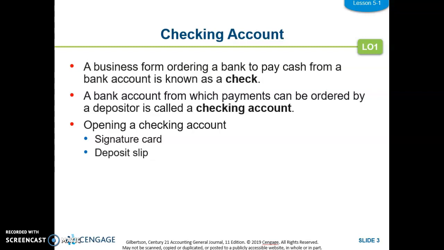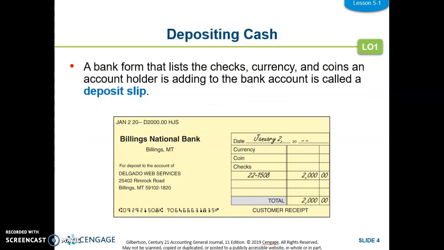A bank form which lists the checks, currency, and coins an account holder is adding to the bank account is called a deposit slip. A bank customer prepares a deposit slip each time cash or checks are deposited into the bank account. Here is an example of a deposit slip. You would list the date and then you would list any currency, so you would add up all the dollar bills that you have. You could also then add up all of your coins and put the total on the lines. And then they have one check that they are depositing for $2,000.